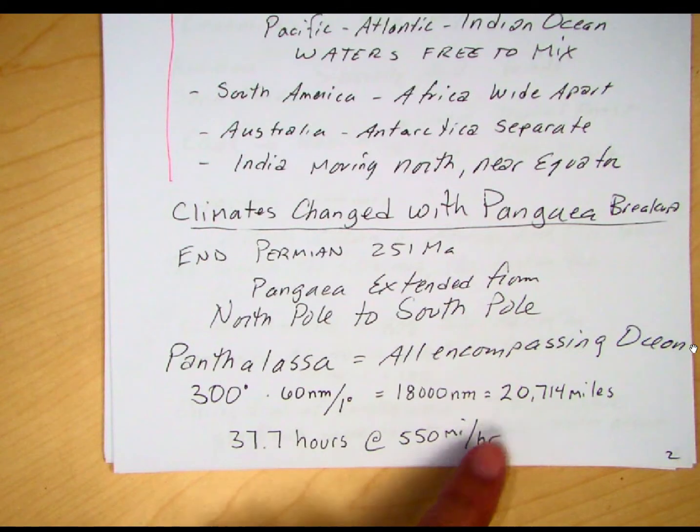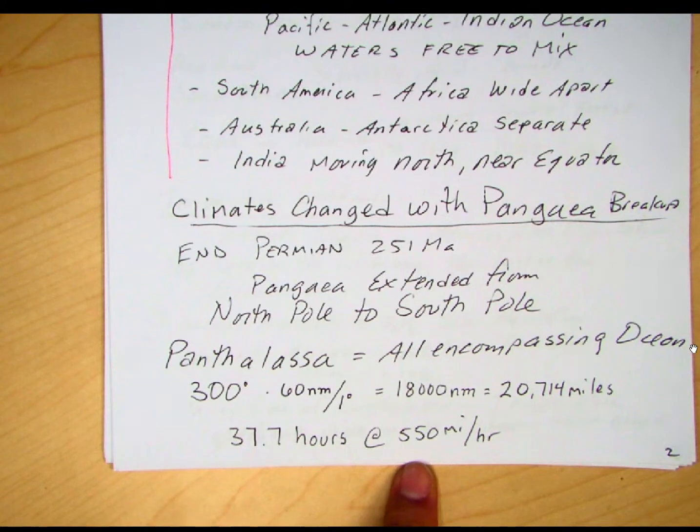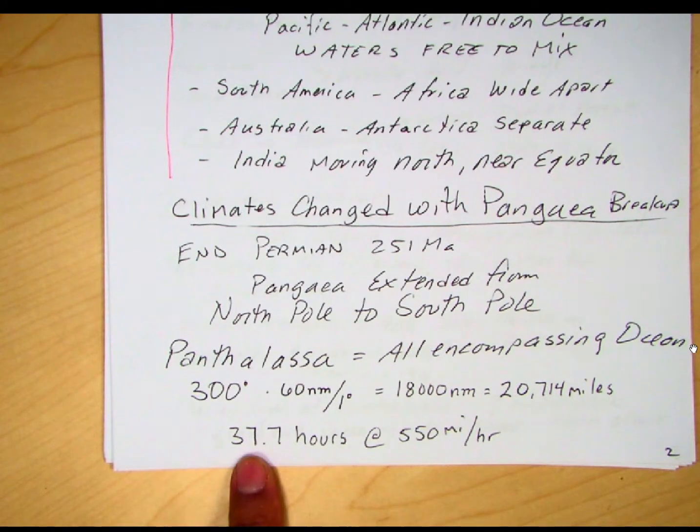So if you were to fly in an airplane, airplanes cruise around 550 miles per hour. If you were to fly across the Panthalassa Ocean during this time, it would take you nearly 40 hours on an airplane to fly that distance. That's how big this ocean was.